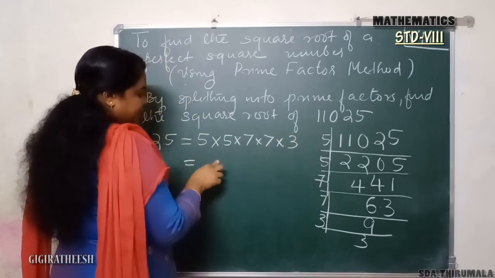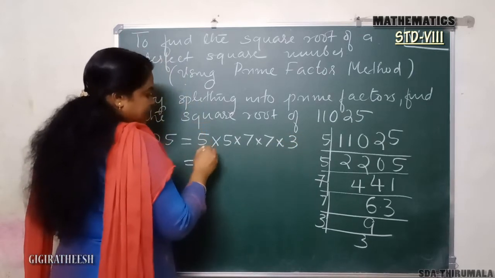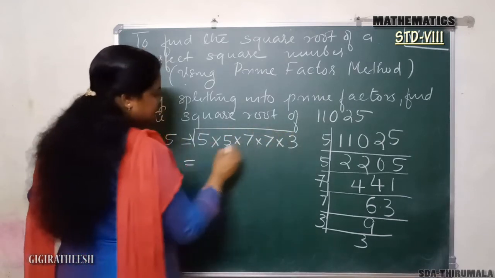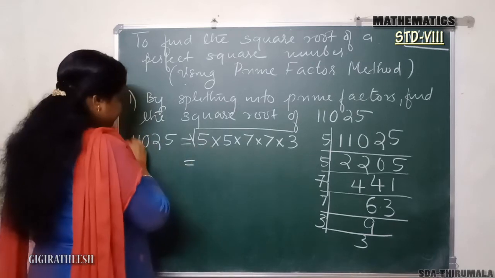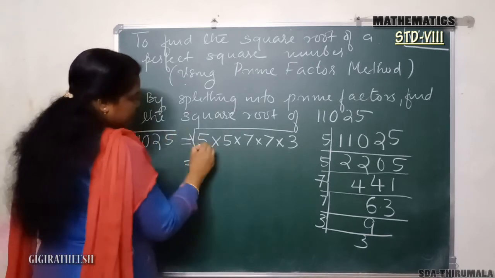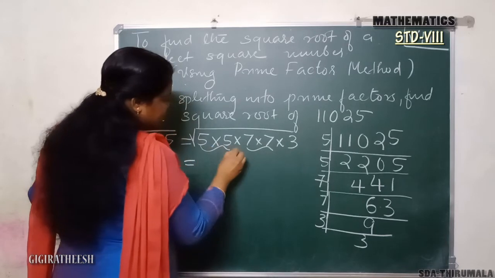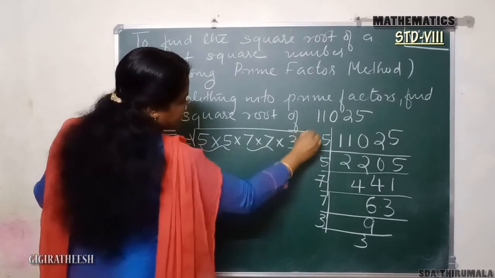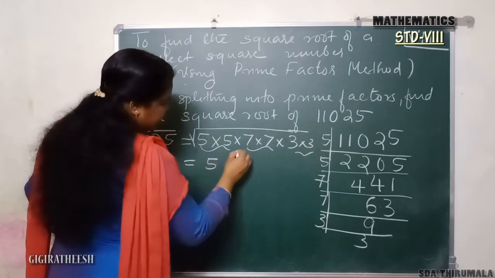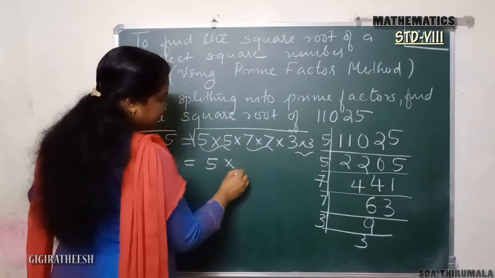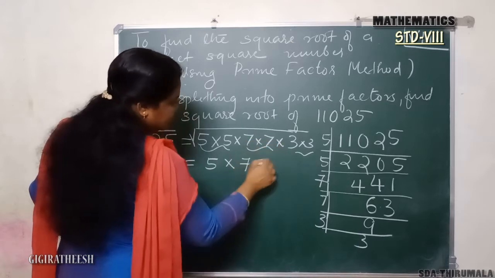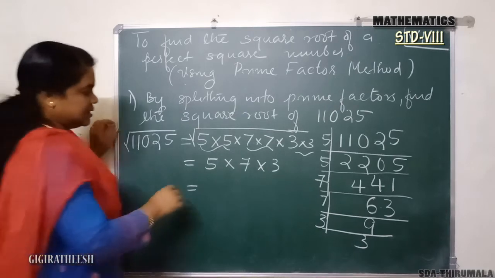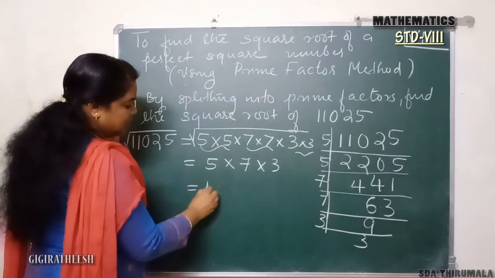After that, we group the factors in twos: 5, 5, then 7, 7, and 3, 3. Then take one from each group outside, that is 5 into 7 into 3, which is 35 into 3, equal to 105.